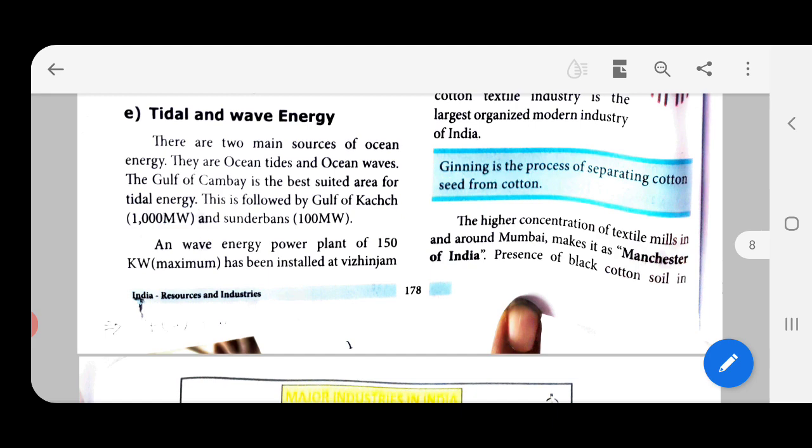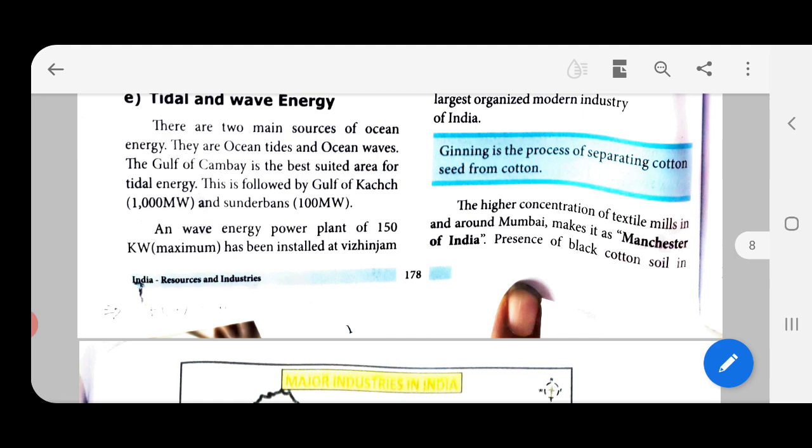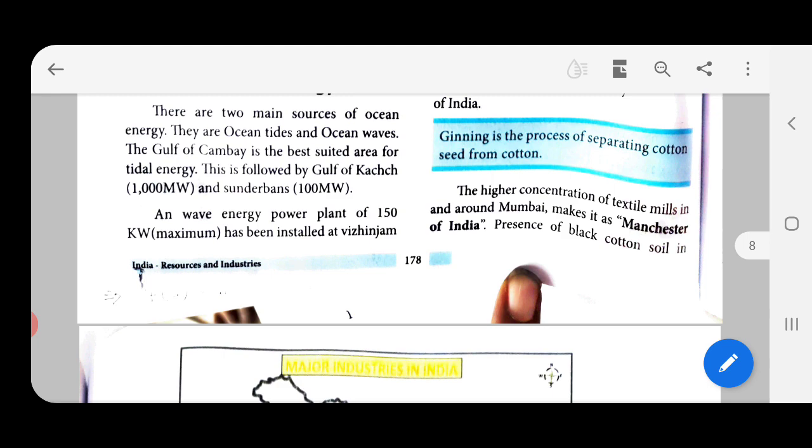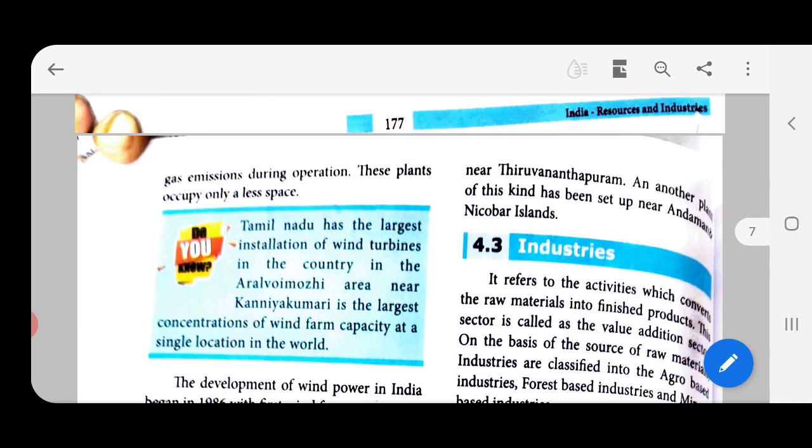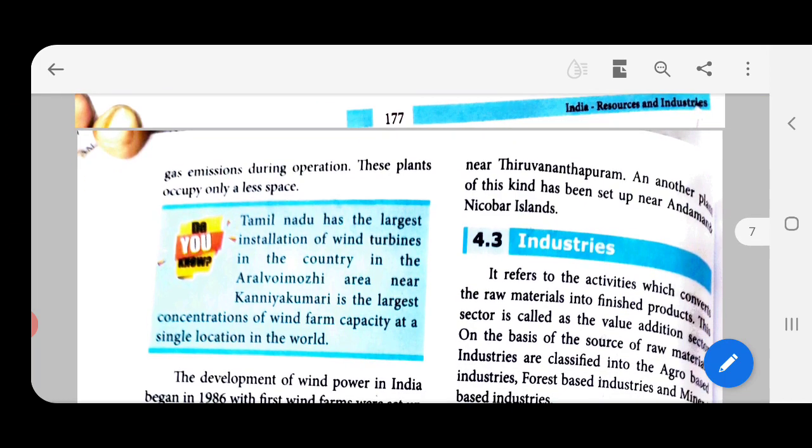The Gulf of Cambay is the best suited area for tidal energy. This is followed by the Gulf of Kutch, which has got 1000 megawatts, and Sundarbans, 1000 megawatts. And a wave energy power plant of 150 kilowatts maximum has been installed at Vizhinjam. That's a place in Thiruvananthapuram, and another plant of this kind has been set up near Andaman and Nicobar Islands.